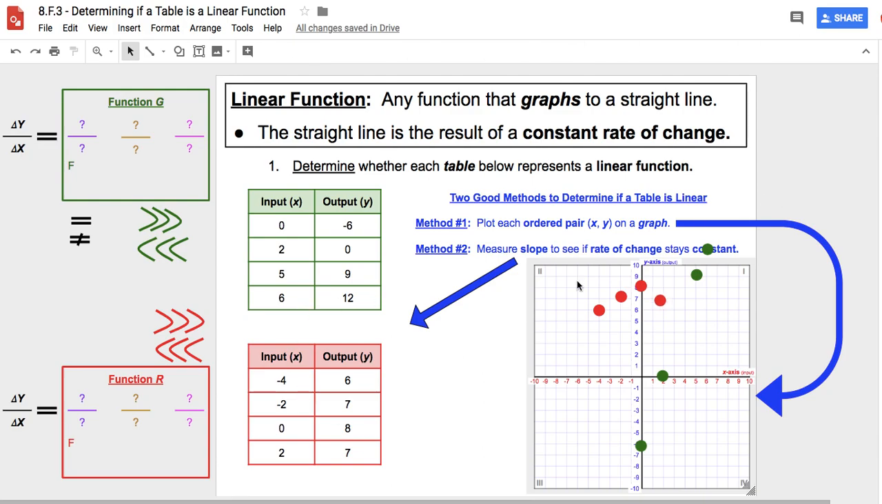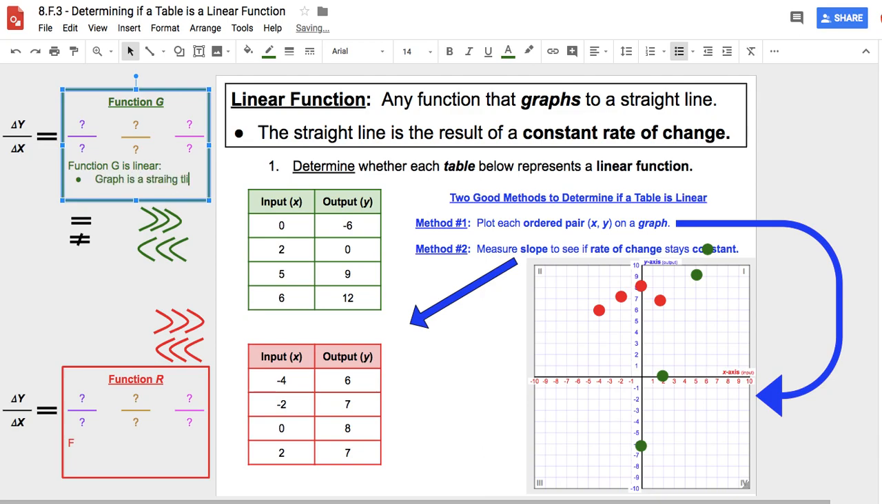By plotting these points on a graph, I can see the green table, function g, would be a linear relationship. Its graph is a straight line. Function r is not linear. Its graph changes direction.